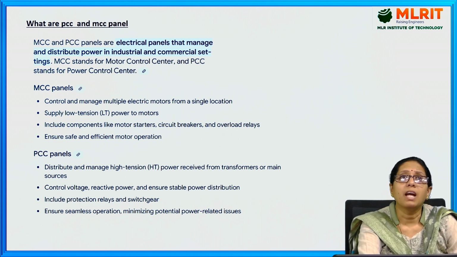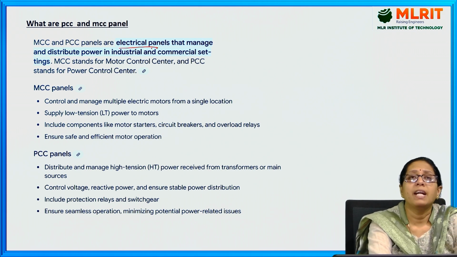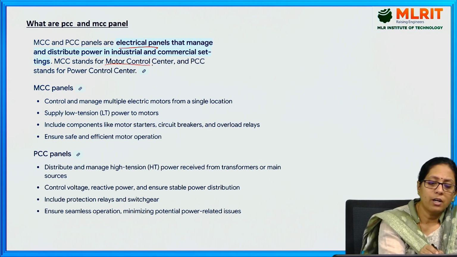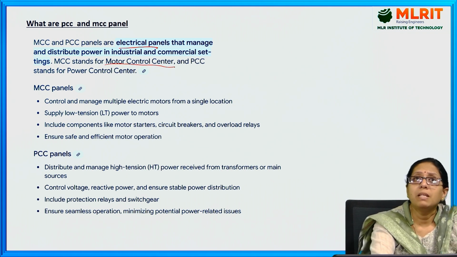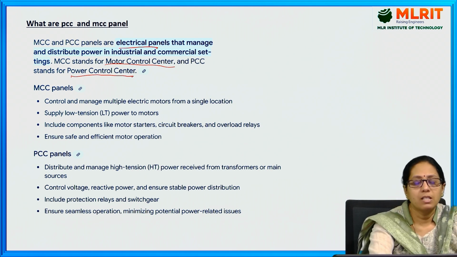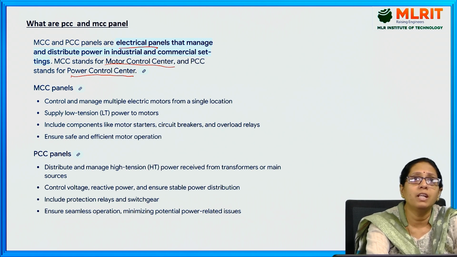MCC and PCC are the electrical panels that manage and distribute the power in industrial as well as in commercial setups. MCC stands for Motor Control Center and PCC stands for Power Control Center. That means the Motor Control Center and Power Control Center are the two different types of panels which are being used in industries as well as in commercial buildings also.